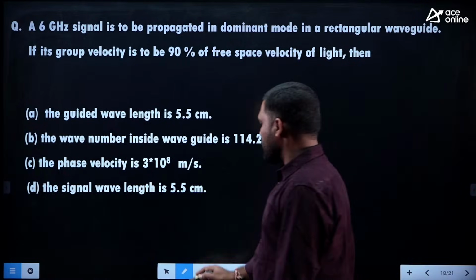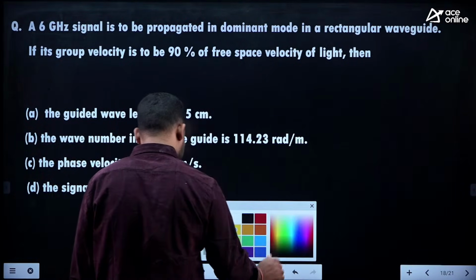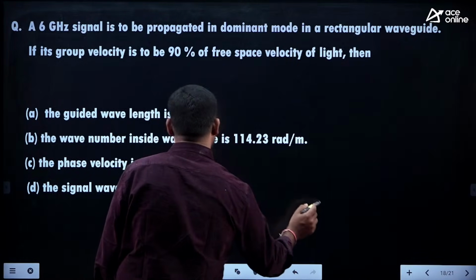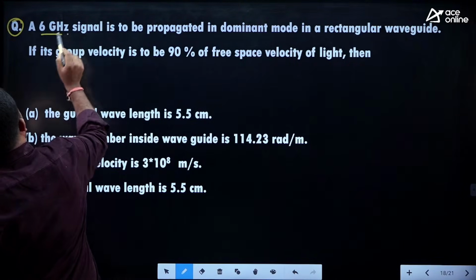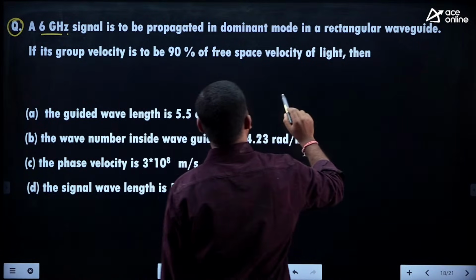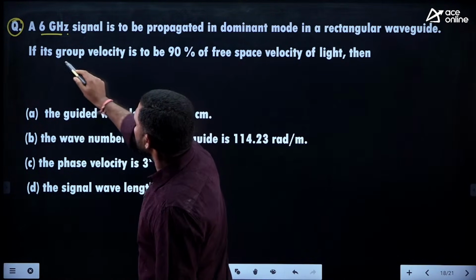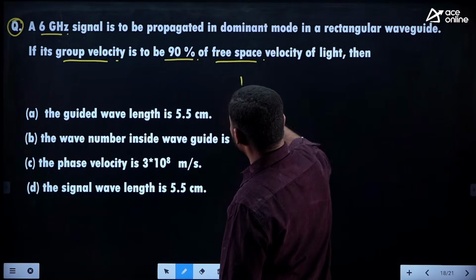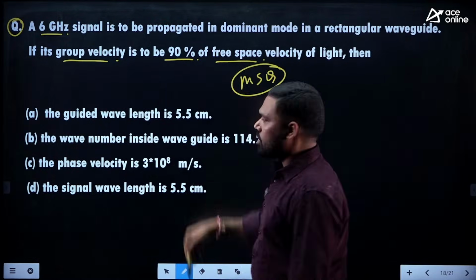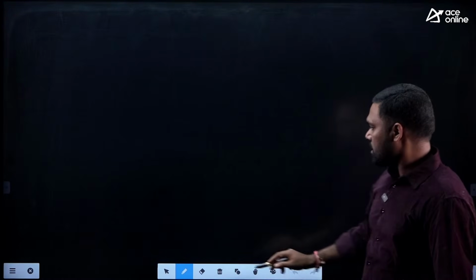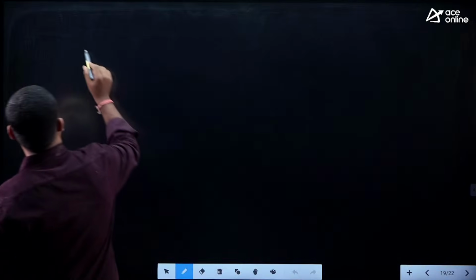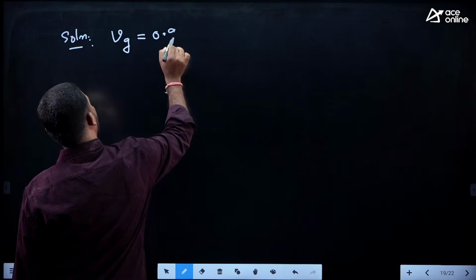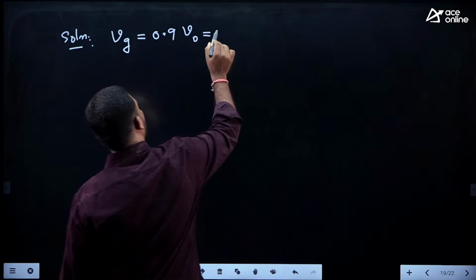Here is one more question related to the waveguides. Yes, you are correct, Aman. A, B, C, D. So a 6 gigahertz signal is to be propagated in the dominant mode in the rectangular waveguide. Its group velocity is 90% of the free space velocity of light. Then it is an MSQ question, so you need to draw some observations here. What is given in the question? The group velocity is 90% of the velocity of the wave in free space.